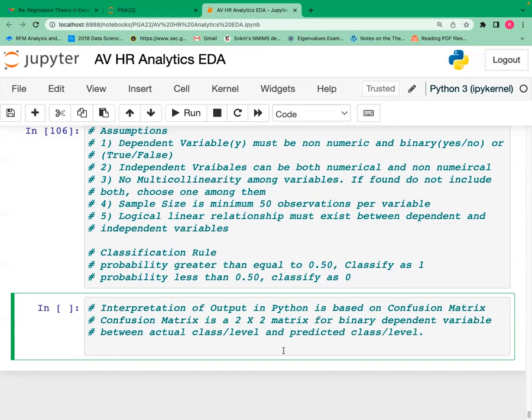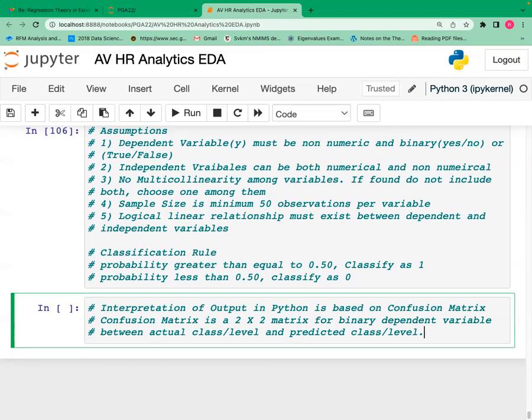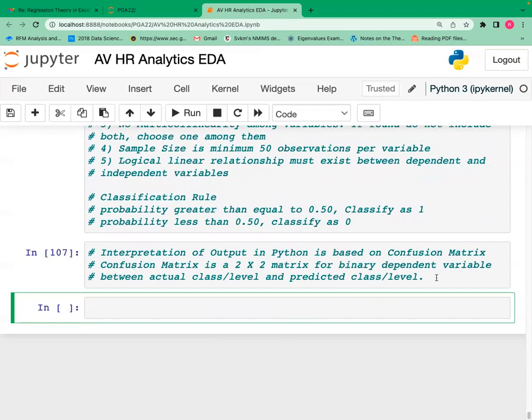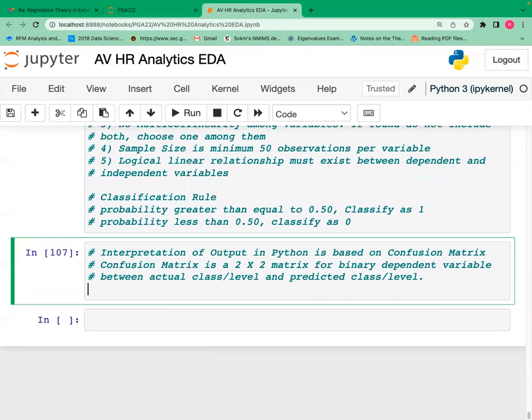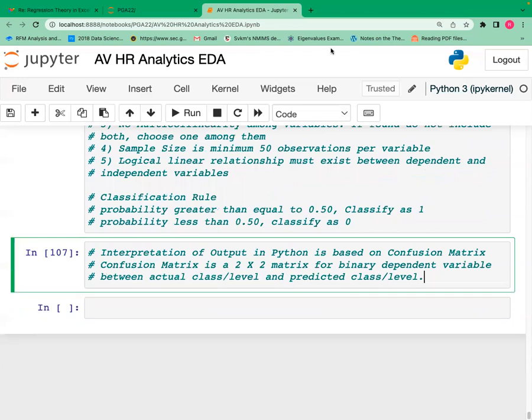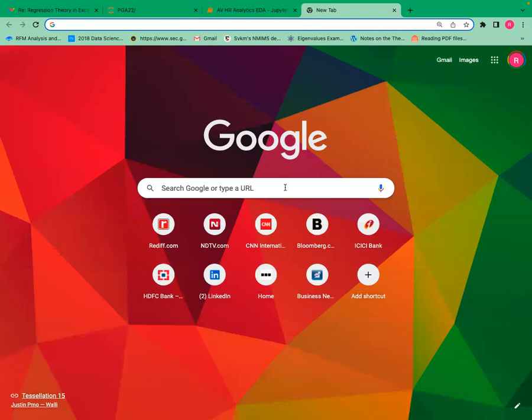So the confusion matrix is a 2 by 2 matrix. Now this confusion matrix is a very important tool for our analysis. So let me show you the confusion matrix.